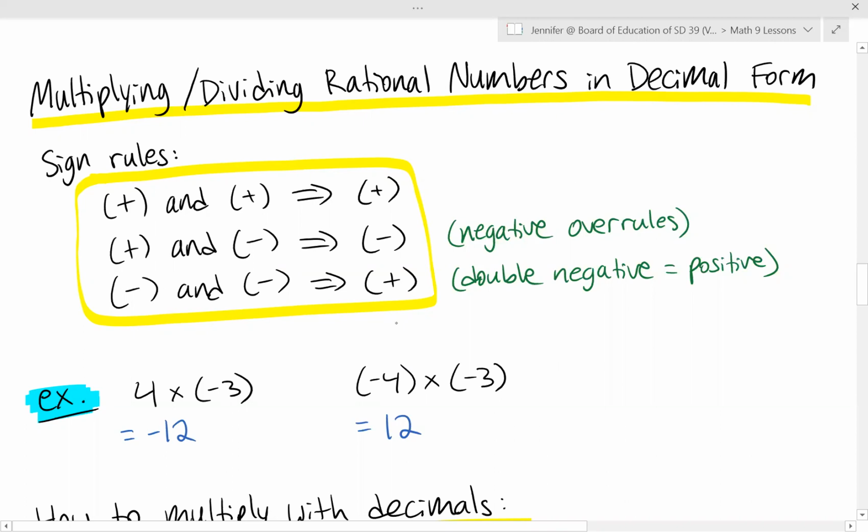So two quick examples here. 4 times -3 gives you -12, but -4 times -3 gives you positive 12, because this double negative here cancels out to give you a positive overall.